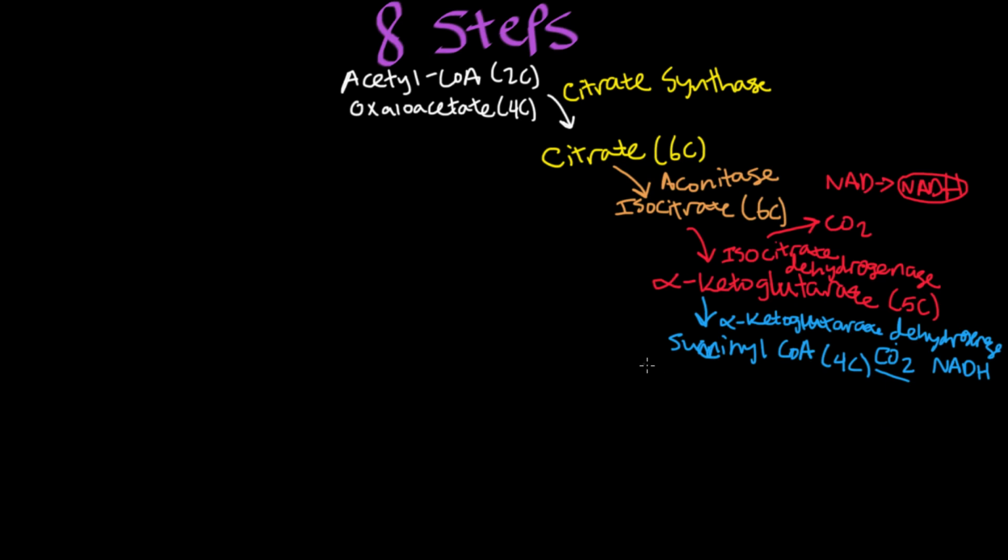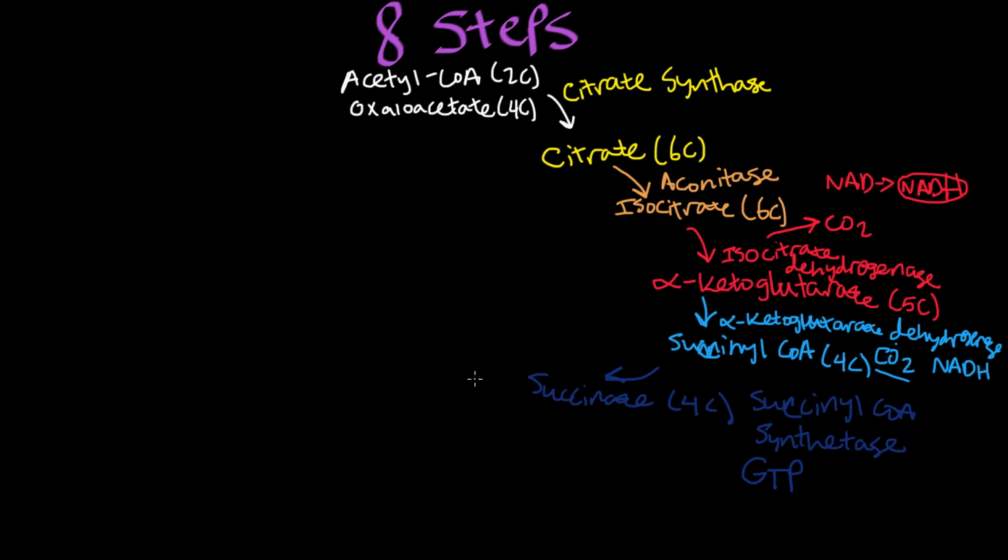In the next step, we're going from succinyl CoA to succinate, which is a 4-carbon compound. So we do not release any CO2 in this step, and this is catalyzed by succinyl CoA synthetase. Be careful not to mix that up with synthase. And what's special about this step is we actually produce a GTP molecule. So a GTP molecule is produced.